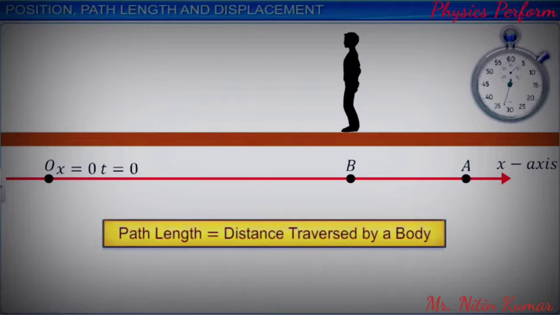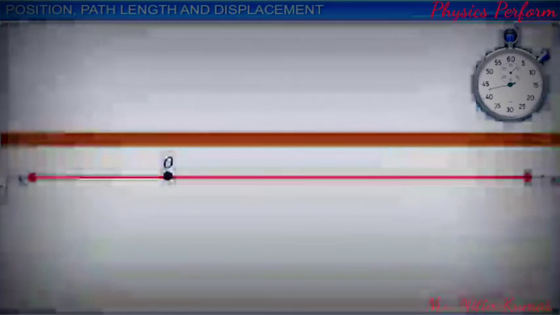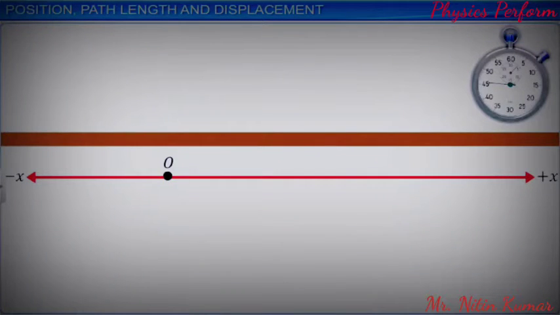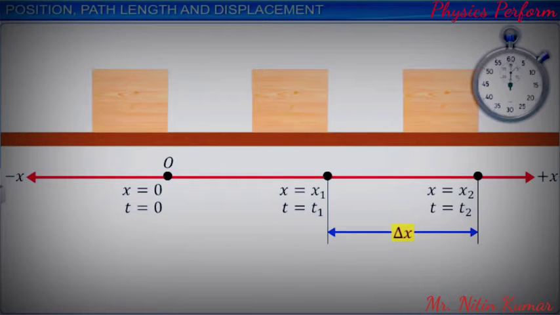Let us consider an example to understand displacement better. Let an object be placed at point O, which is the origin. Let x1 and x2 be the positions of an object at time t1 and t2. Its displacement delta x in time delta t is equal to t2 minus t1 is given by the difference between the final and initial positions. Delta x is equal to x2 minus x1.